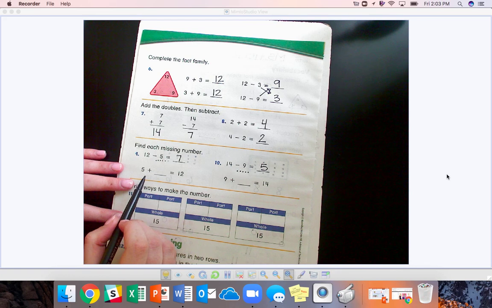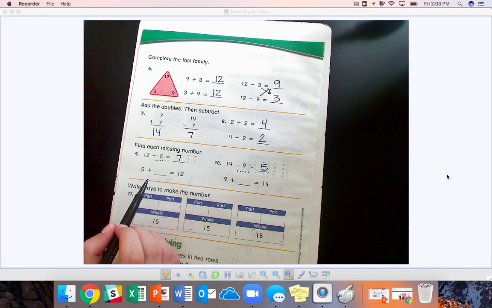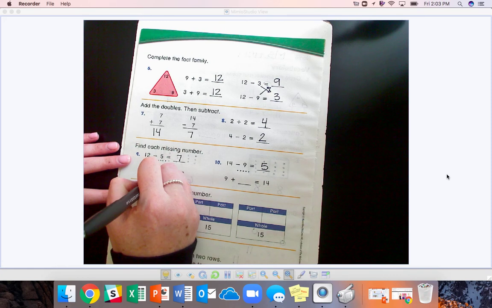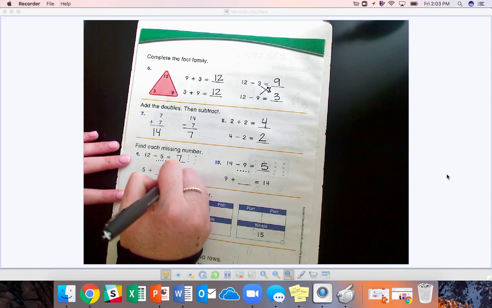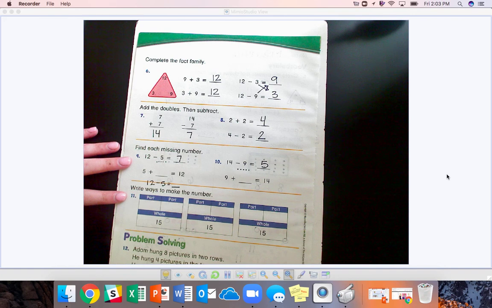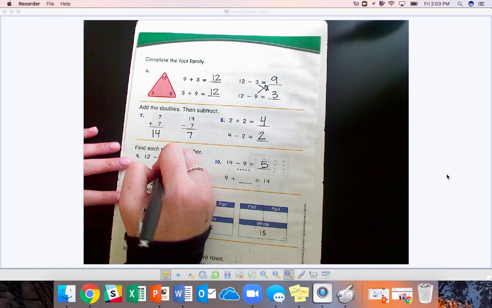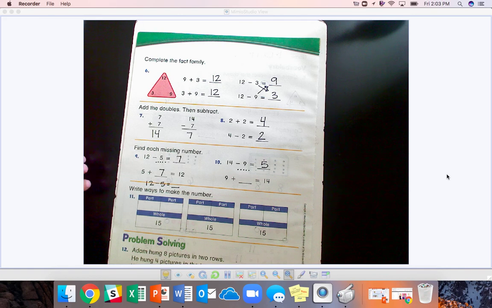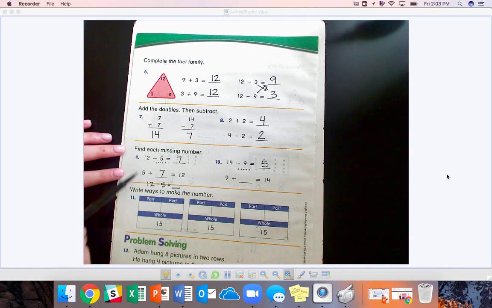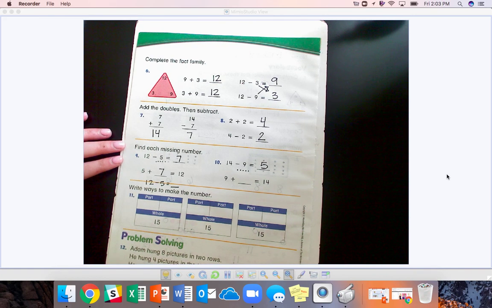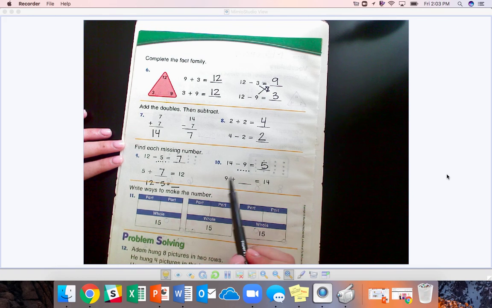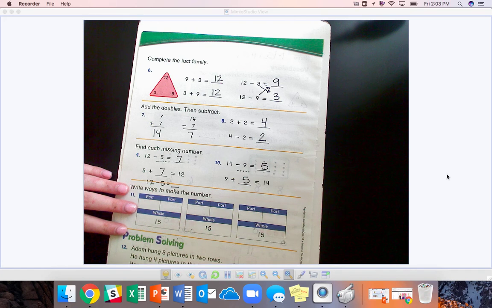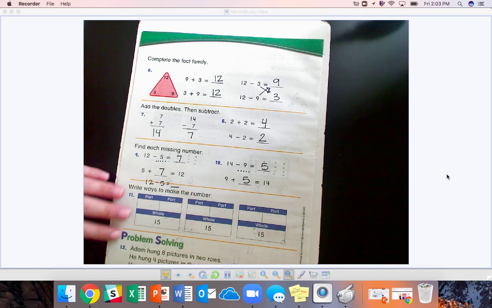5. Now this is a missing addend. If you're not sure how to do this, you can also turn this into a subtraction sentence. 12 minus 5 equals, nice job, 7. These are related facts. 14 minus 9 is 5, so 9 plus 5 is 14.